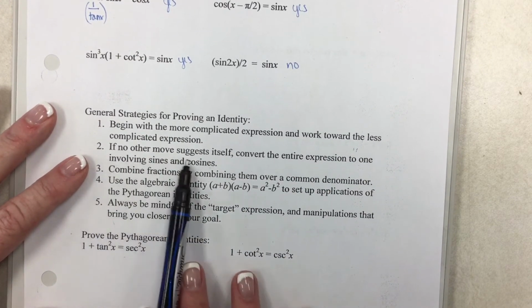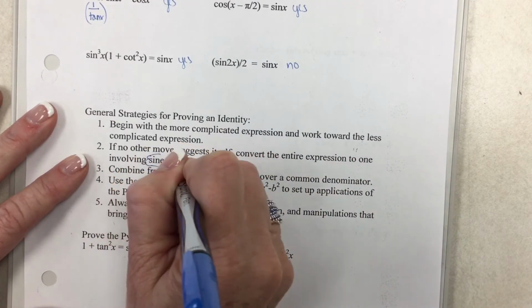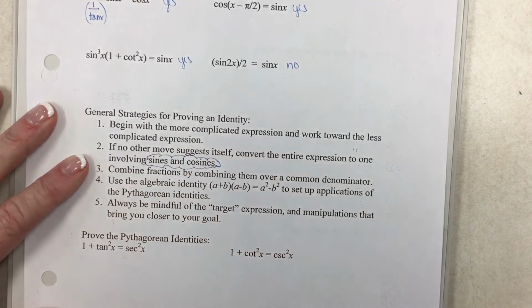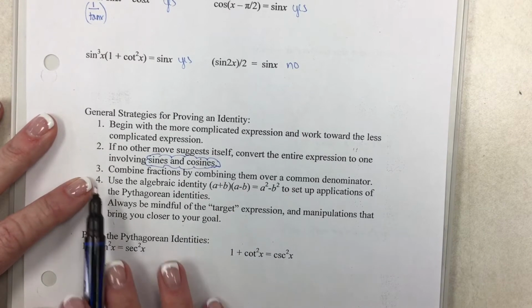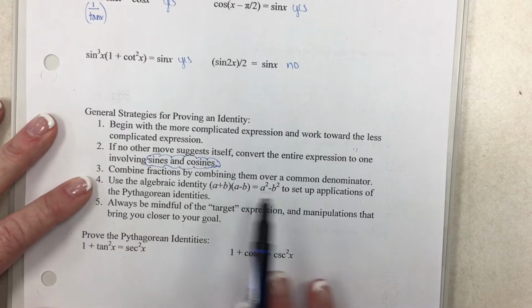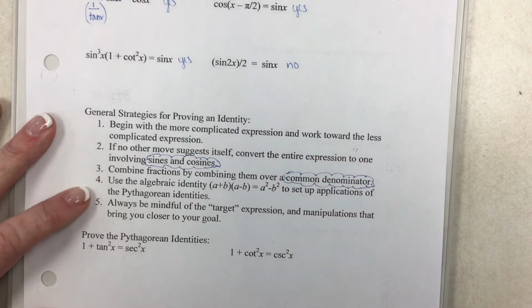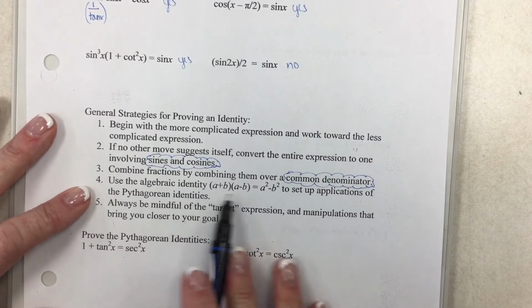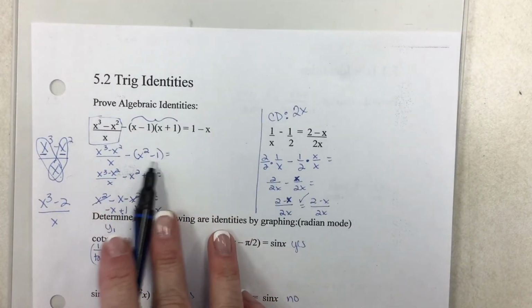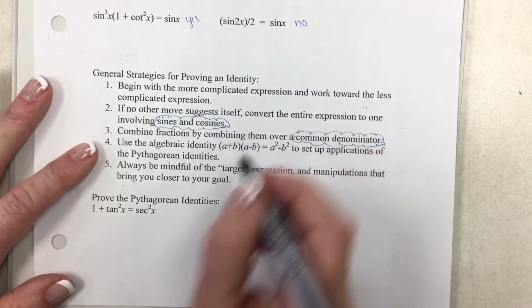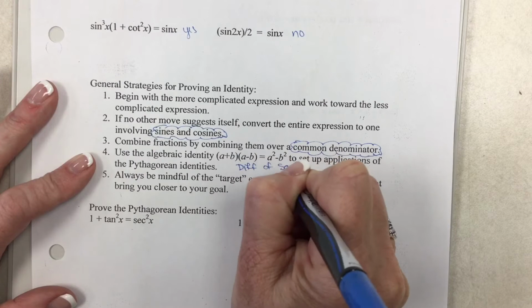Number 2, if no other move suggests itself, convert the entire expression to sine and cosine. That's not new. That's what we were doing all in 5.1. Number 3, also not new, combine fractions by putting them over a common denominator. And number 4, use the algebraic identity, and that's what we had to do up here with x minus 1 times x plus 1. We got x squared minus 1, and that is called difference of squares. You're going to see that quite a bit.